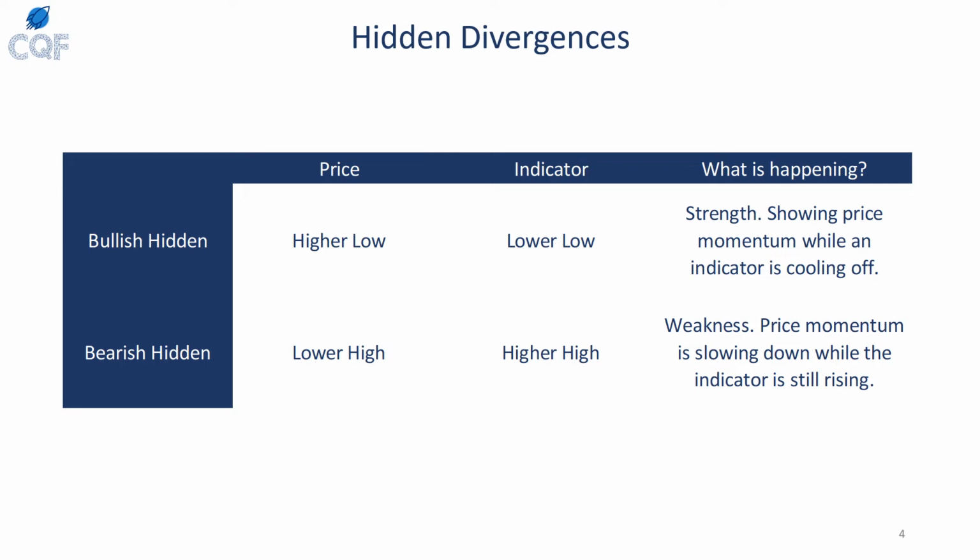And bearish is the opposite. Price is making a lower high and the indicator is making a higher high. So in this case, RSI is actually getting closer to being overbought, and price is going down. So that's certainly not a good thing, that it might continue to go down as well. So it's a continuation signal of momentum.